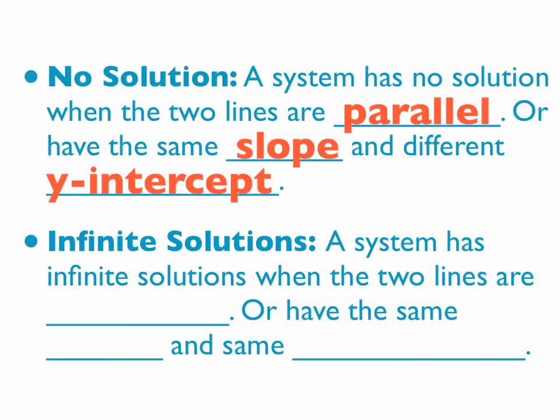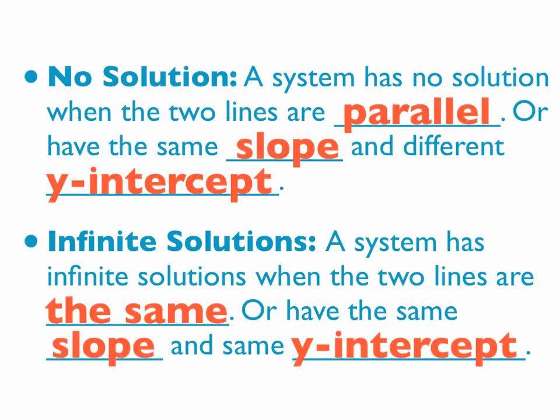Infinite solutions. A system has infinite solutions when the two lines are the same, or have the same slope and same y-intercept. So if you're graphing a line on top of itself, every point on one line is going to be a point on the other line as well, which means you're going to have an infinite number of solutions.